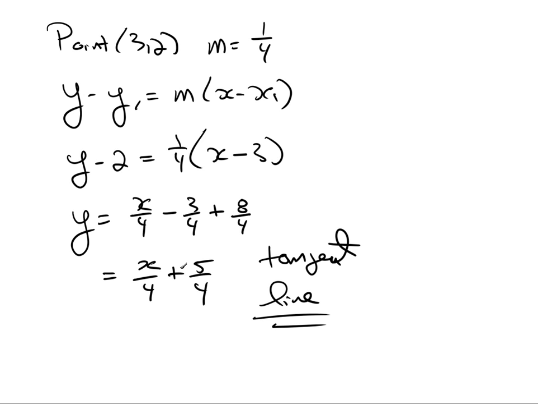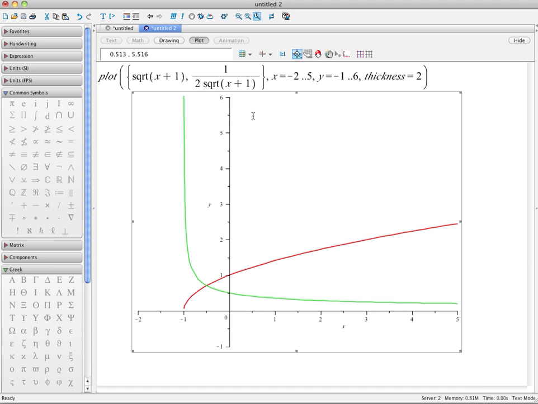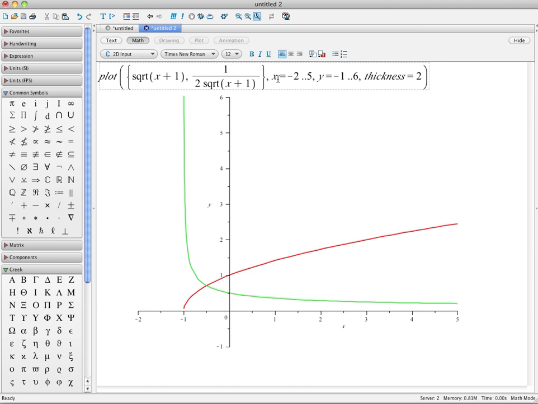So let's add this to Maple and see what we get. So back here in Maple, all I'm going to do is simply add that one function. Put a comma there, and x divided by 4 plus 5 over 4. So now I'm going to end up with 3 different functions. And here's my tangent line right here.